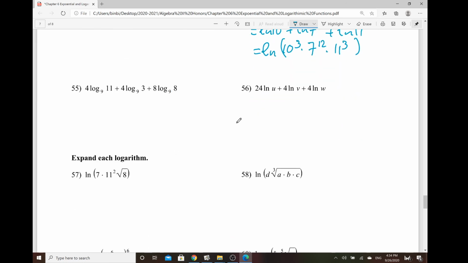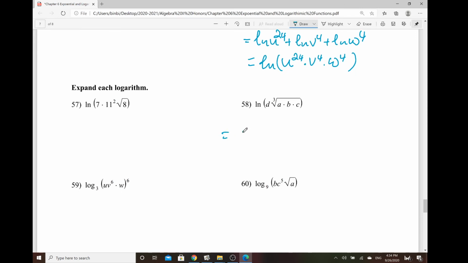And then the rest of this is quite similar. So take the coefficient back to the power positions. So coefficient to power, all coefficient to power. And then it's all sum. So that means we can condense it with the law, sum to product. So u to the power of 24, v to the power of 4, w to the power of 4. Put in parentheses like that.